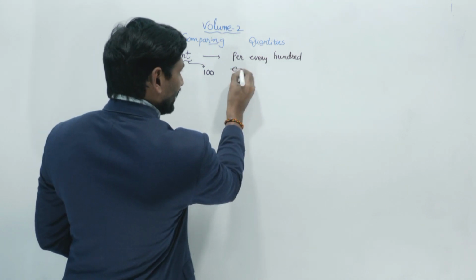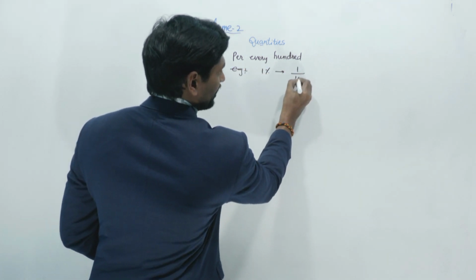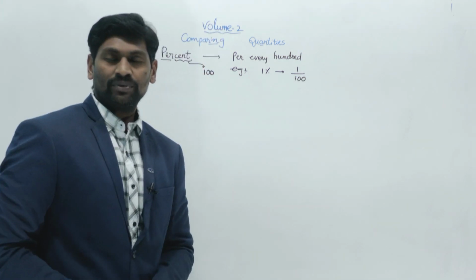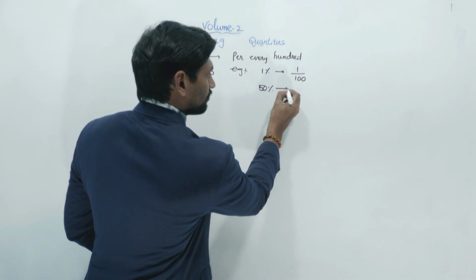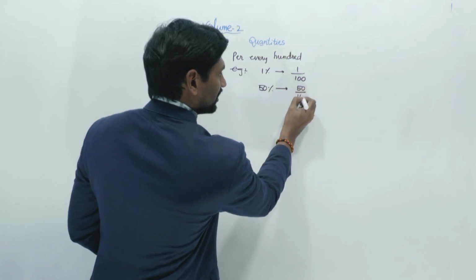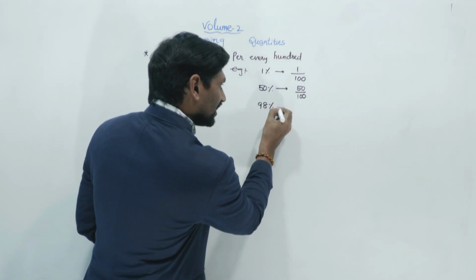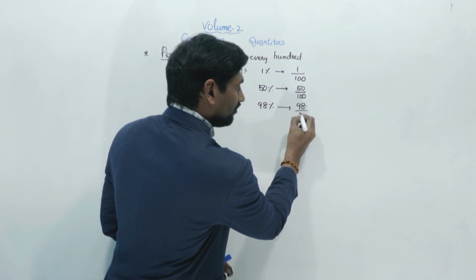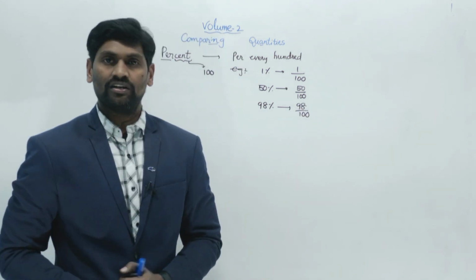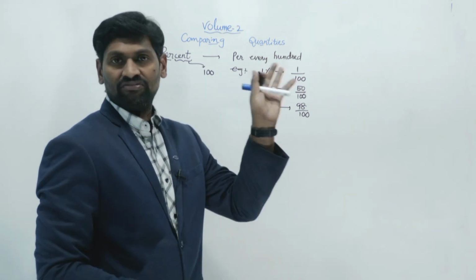So, if you take an example, 1% means 1 for 100. 50% means 50 for 100, nothing but 50 by 100. Same way 98%. 98% means 98 out of 100 or 98 for 100. Clear? So the word percent is nothing but per every 100.